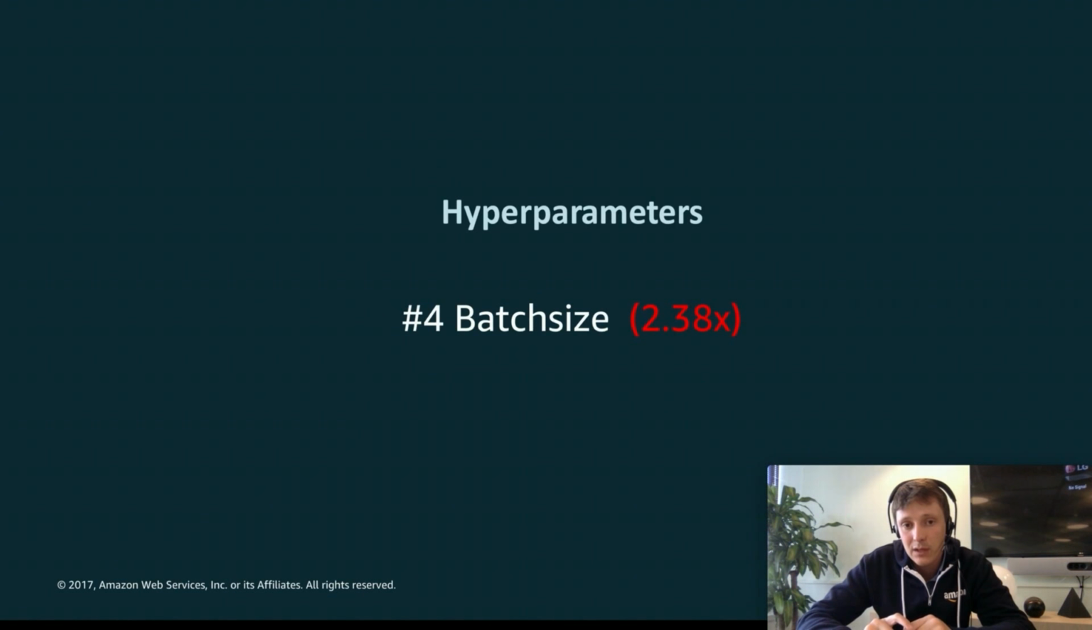Fourth improvement, look at your hyperparameters. Very often you'll see that, say you use an NVIDIA V100, you have 16 gigs of RAM available. Maybe you're not using all the memory that you could be using on this GPU. So increasing your batch size will make sure that more operations are done in parallel on your GPU, and that can give you another boost.